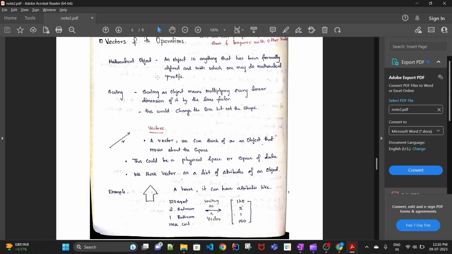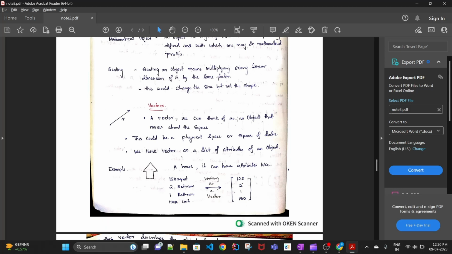Before that, let us understand what exactly scaling is. When we say we are trying to scale something, we basically mean we are multiplying every linear dimension of it by the same factor. For example, we have a square and we are trying to scale it twice. Every dimension of the square will be doubled, and at the end this would change the size but not the shape.